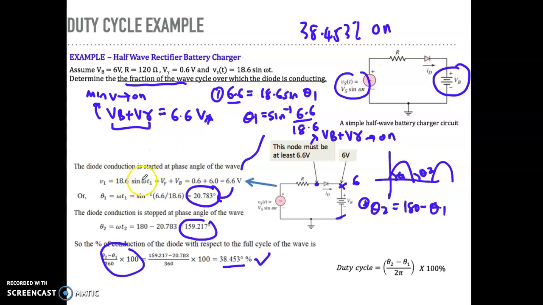Okay, so this will be the last example for half-wave rectifier. So please make sure you try to solve it by yourself, and let me know if you have any question to ask.